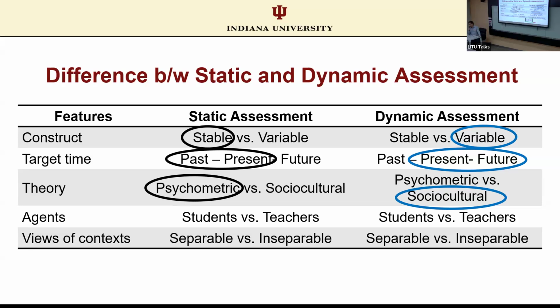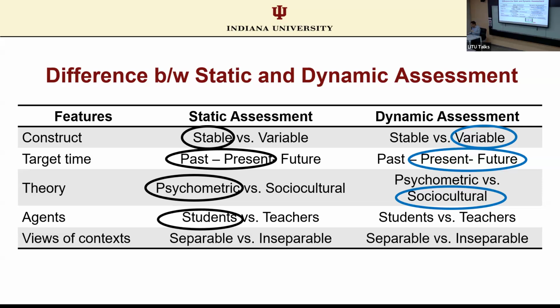Vygotsky is a big person on this theory. So their difference is also agents too. Think about your static assessment. When you give a test to students, who's taking the test? Students. Teachers do not take a test. They have a good time, proctoring the students, making sure that they're not cheating.